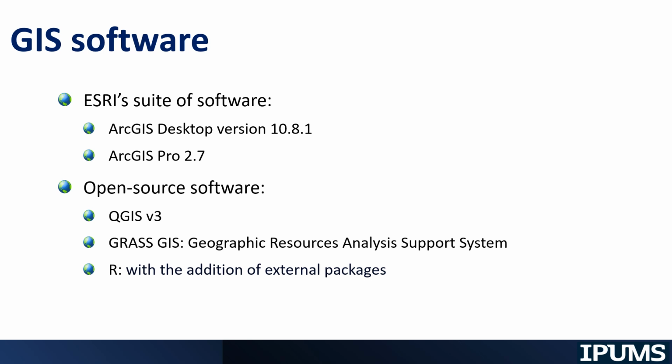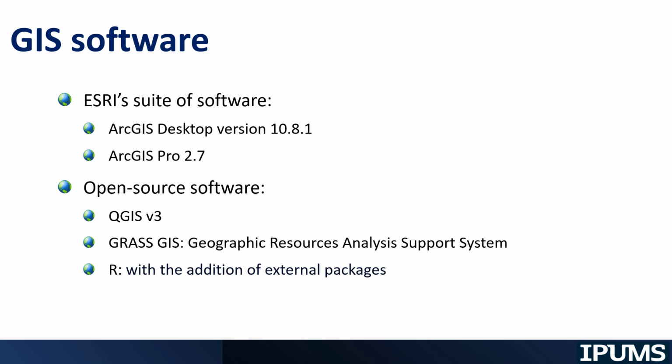QGIS also has a version 2, which is Quantum GIS, and you can automate map production. You can process geospatial data and generate some maps too. The GRASS GIS, that's the Geographic Resource Analysis Support System, was developed by the US Army Corps of Engineers as a tool for land management and environmental planning.